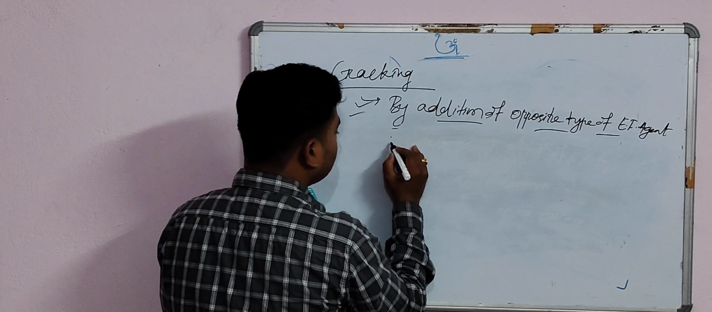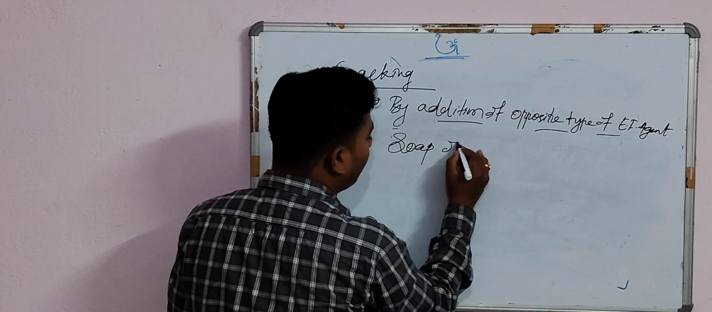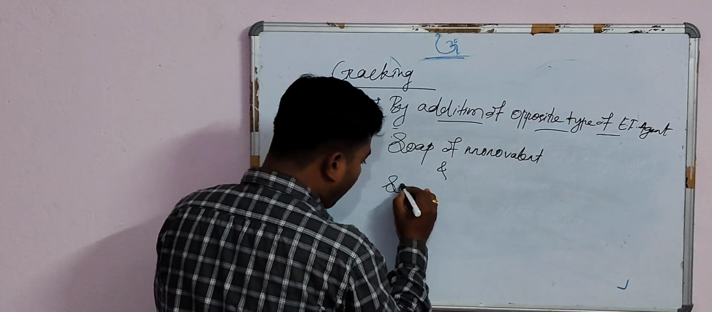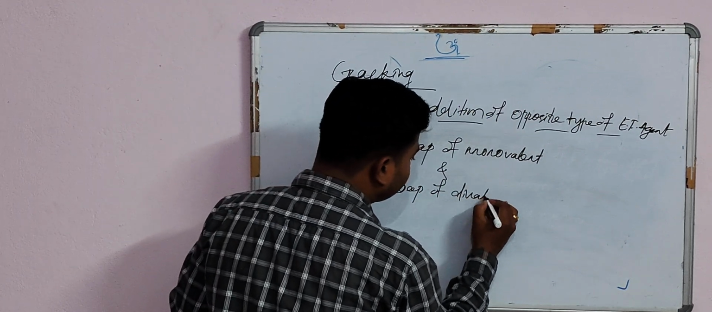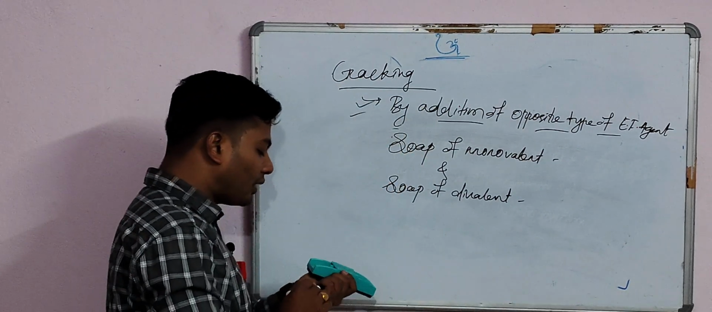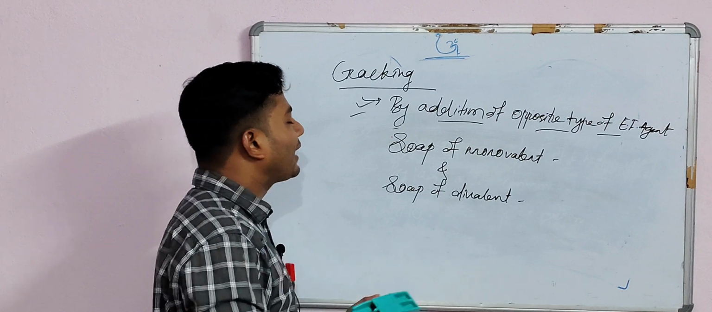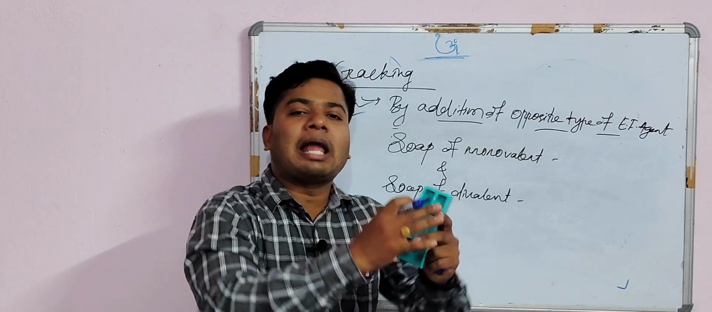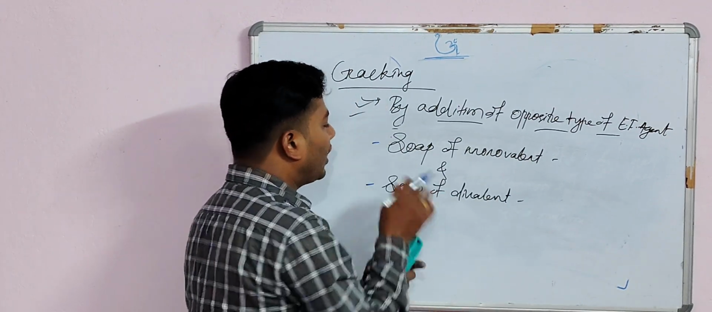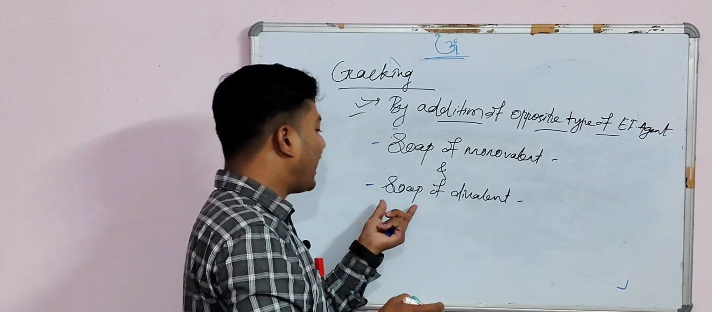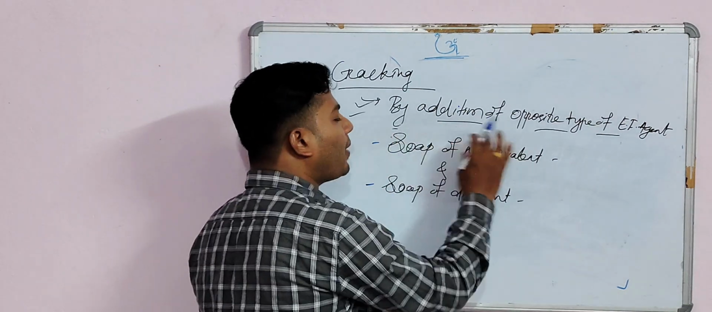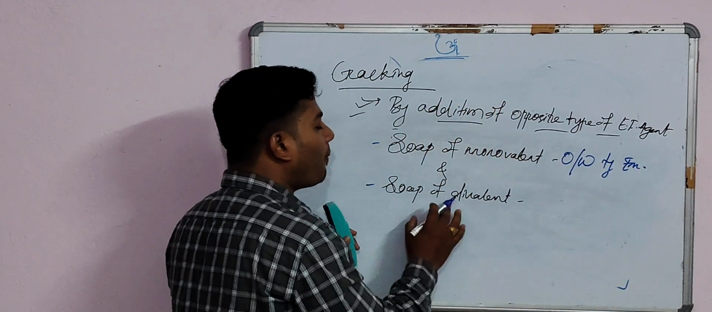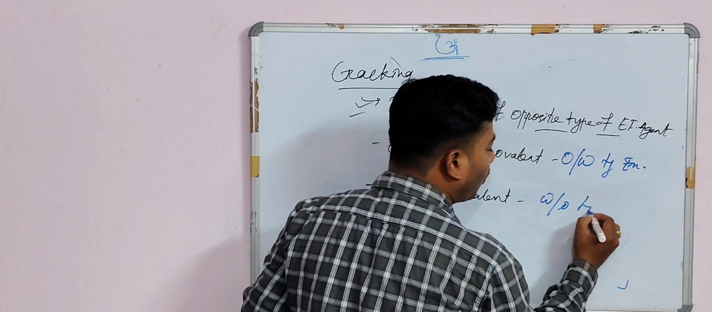First one is soap of monovalent, and soap of divalent. Listen carefully to what I am telling regarding addition of opposite type of emulsifying agent. Definitely you have to add the opposite type. Soap of monovalent emulsifying agent produces O/W type of emulsion, and soap of divalent emulsifying agent produces W/O type of emulsion.